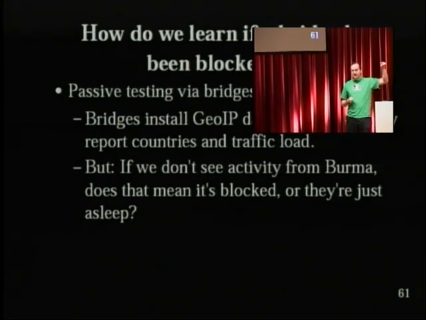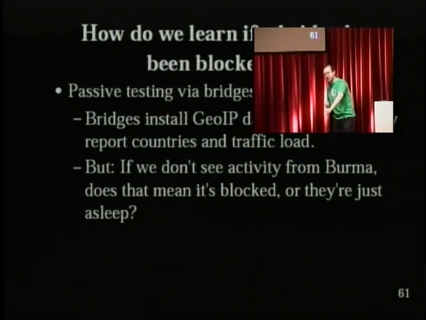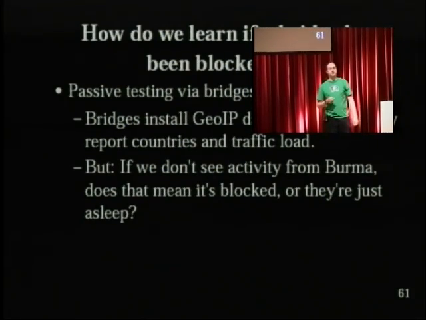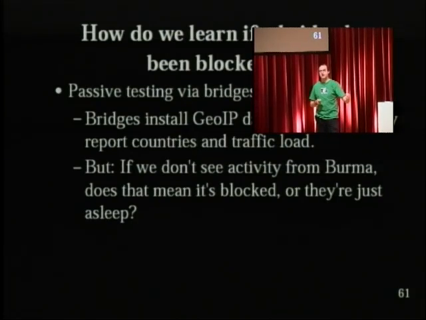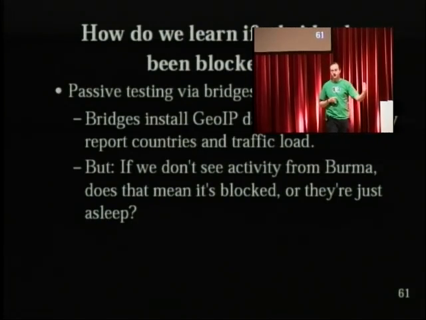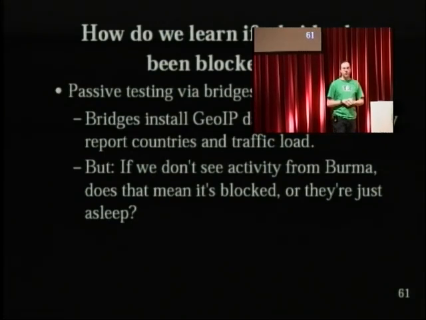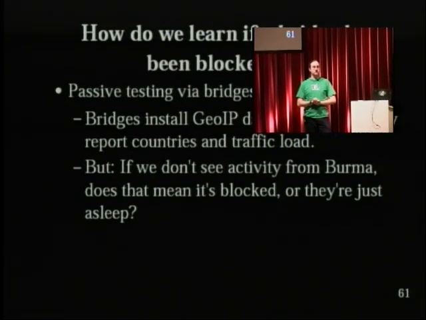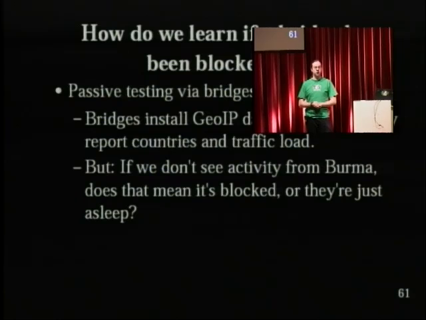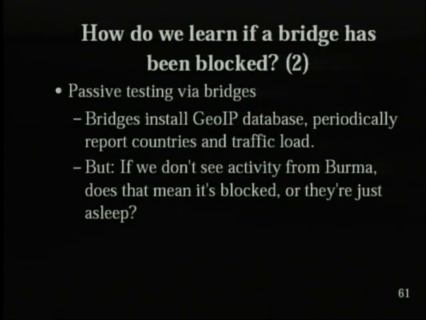If maybe we get a lot of connections from a certain country and then no connections from a certain country, then we can start to say, I bet they're attacking. I bet they're trying to figure out bridges and blocking them. On the other hand, if we get no connections from Burma for 2 days, does that mean that they're just asleep in Burma and they're not trying to use it? Or does that mean that Burma actually blocked all of the bridges that we gave them? So it gets hard to figure that out too.